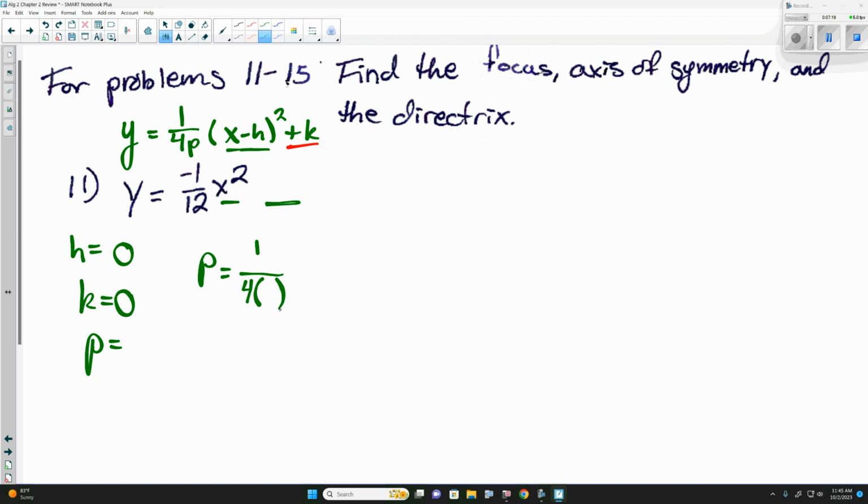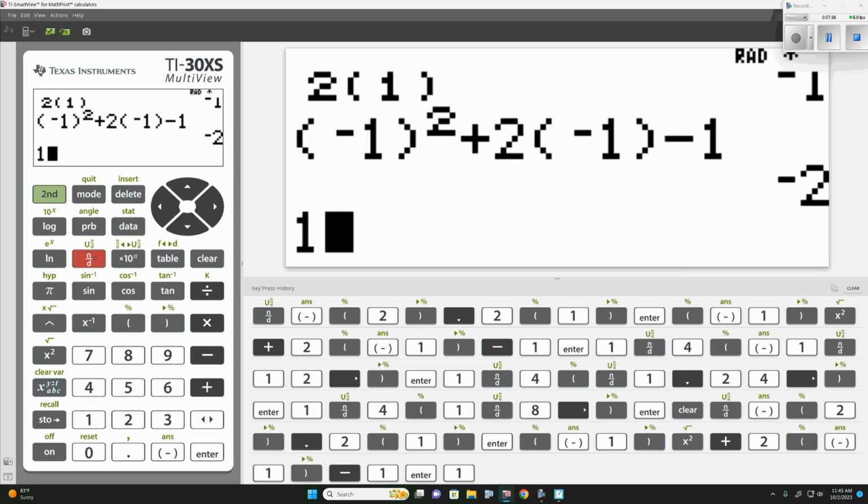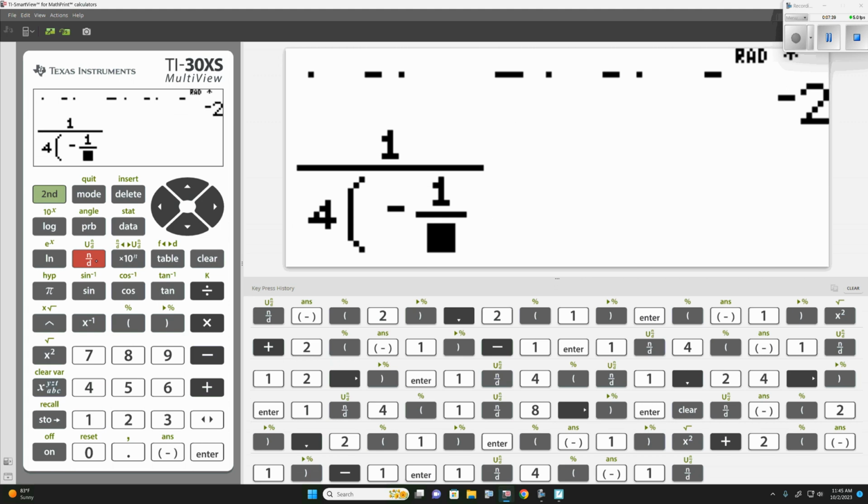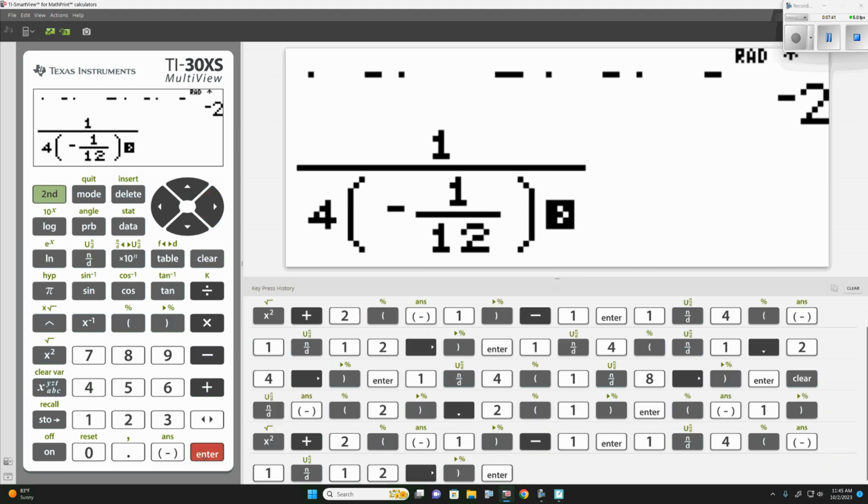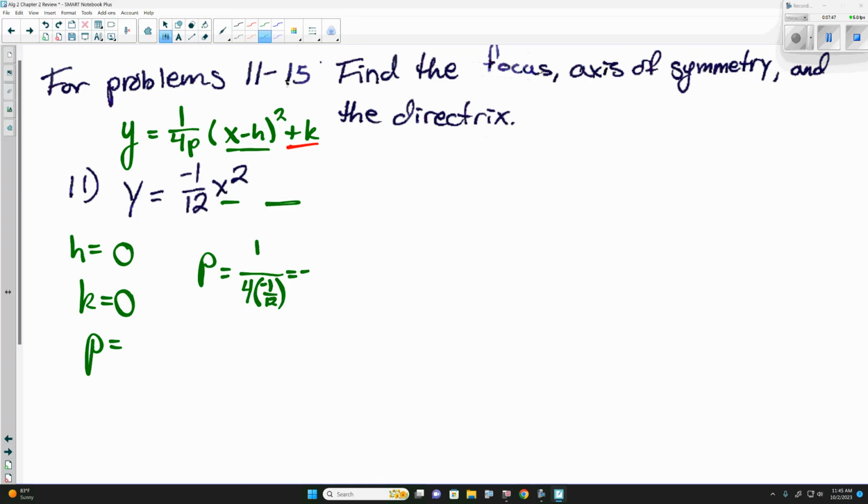Now to get the value p, we're going to set this equation up here: 1 over 4 times whatever number is in front of the term being squared. And in this case, it's negative 1/12. And we can plug this into the calculator. We can say 1 over 4, parentheses, negative 1/12, close parentheses, enter, is negative 3. So the value of p in this case is negative 3. Any questions on how we found h, k, or p?